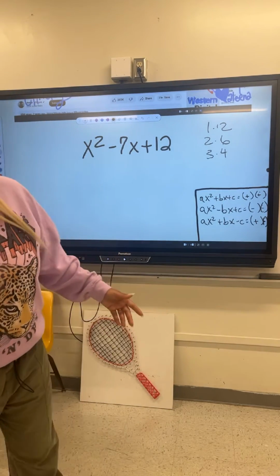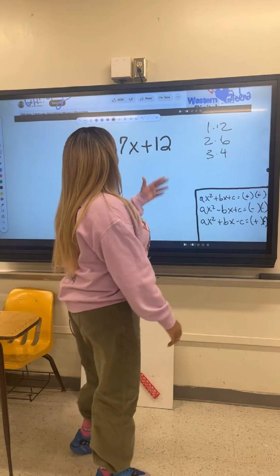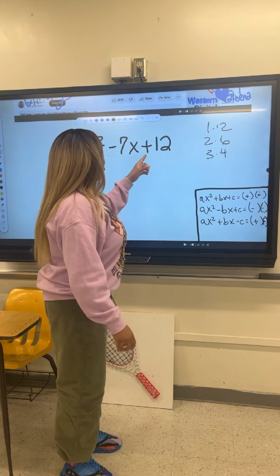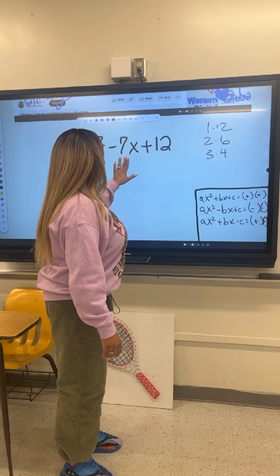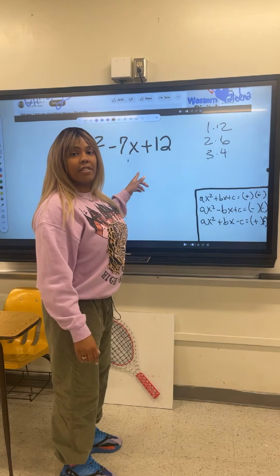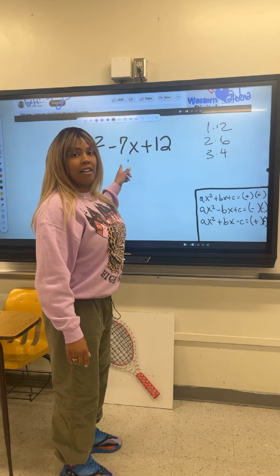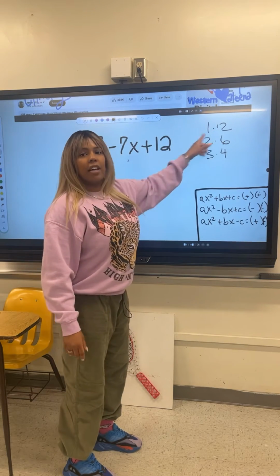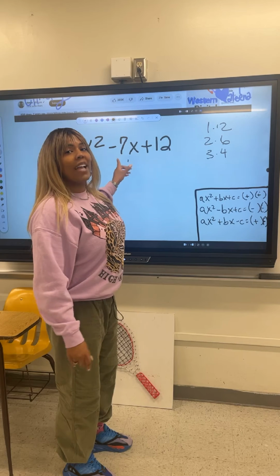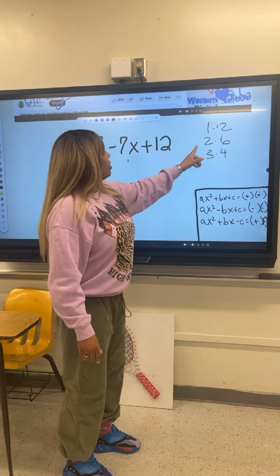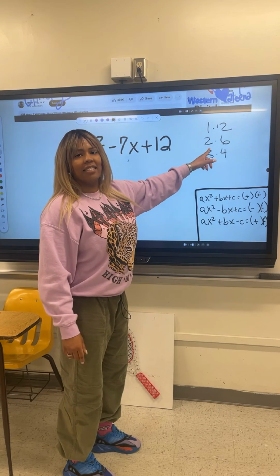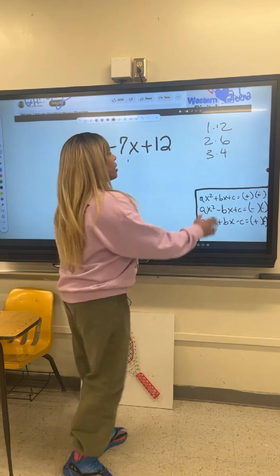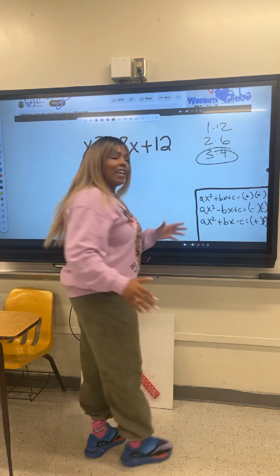So, from there, it's like, okay, we got our factors. Now, we know that all of these multiply to give us 12, but we need to focus on the ones that are going to add to give us 7. And yes, I said add, even though it says negative. Now, 1 and 12 can't come together in any kind of way to give you 7. 2 and 6 cannot. If you add them, you get 8. If you subtract them, you get 4. But 3 and 4, yes.